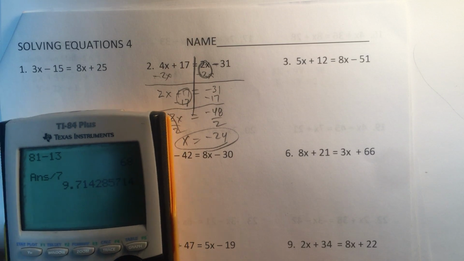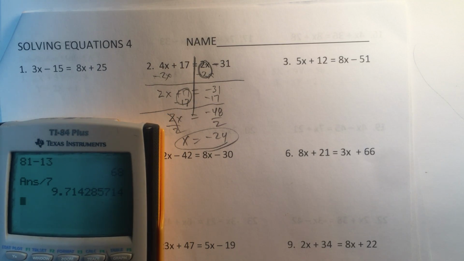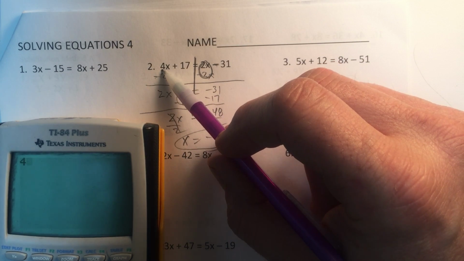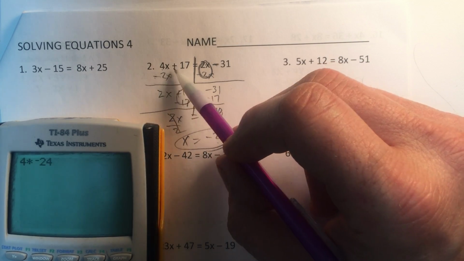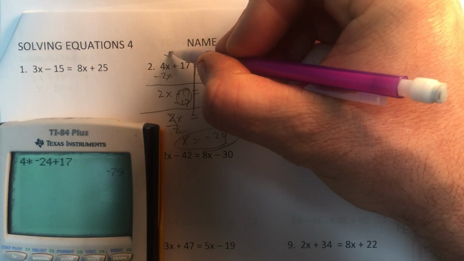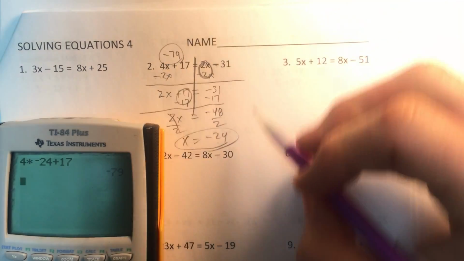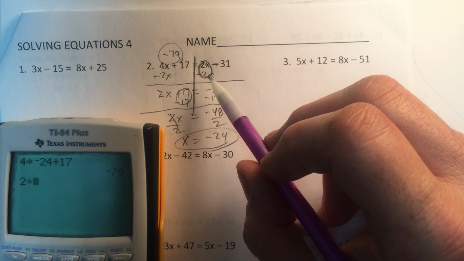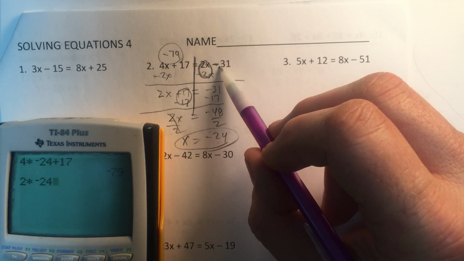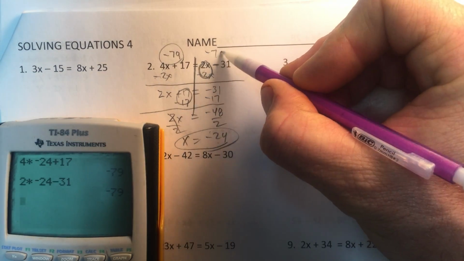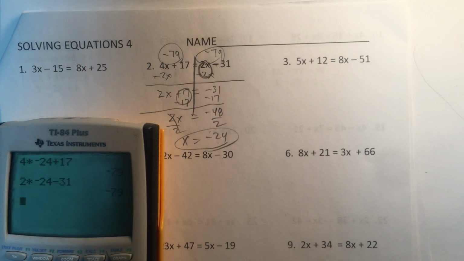Now you can sub it back in to make sure it's right. So I'm going to do that here. I'm going to put negative 24 in for x right there. So I got 4 times negative 24 plus 17. So when I plug it back in, on this side I get negative 79. Now when I plug it in over here, I'm going to do 2 times negative 24, and I'm going to subtract 31. And then, look there, I get negative 79. So that tells me I'm right because I get the same value on both sides.